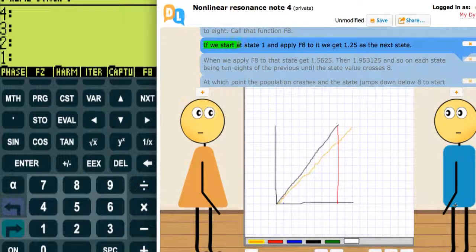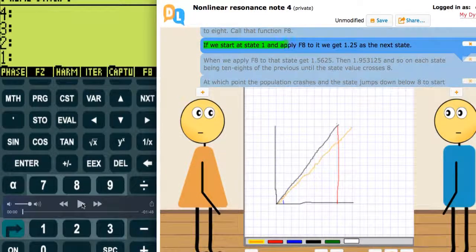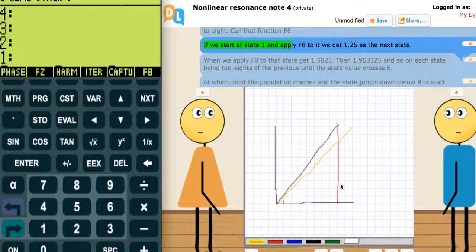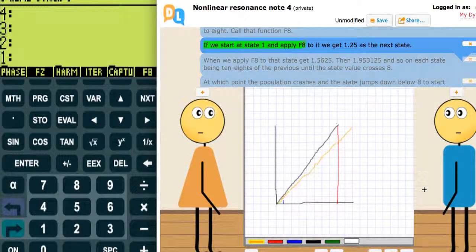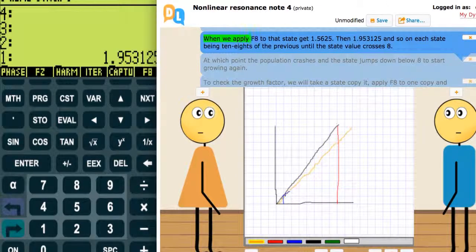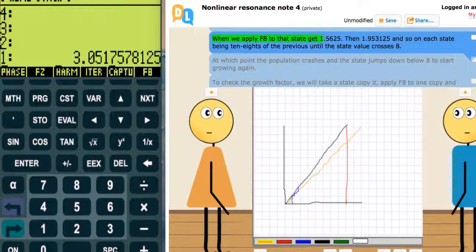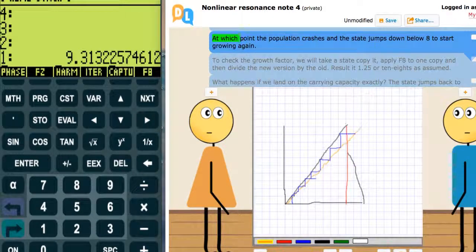If we start at state 1 and apply f8 to it, we get 1.25 as the next state. When we apply f8 to that state, we get 1.5625, then 1.953125, and so on, each state being 10/8 of the previous until the state value crosses 8. At which point the population crashes, and the state jumps down below 8 to start growing again.